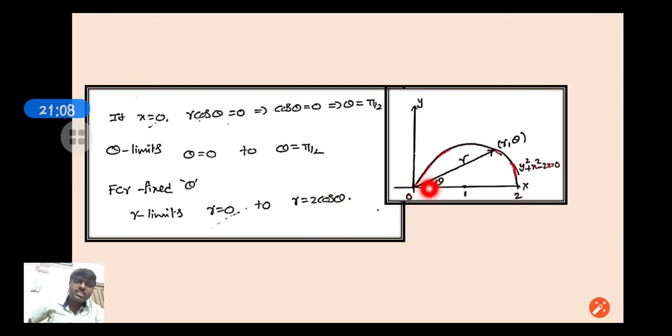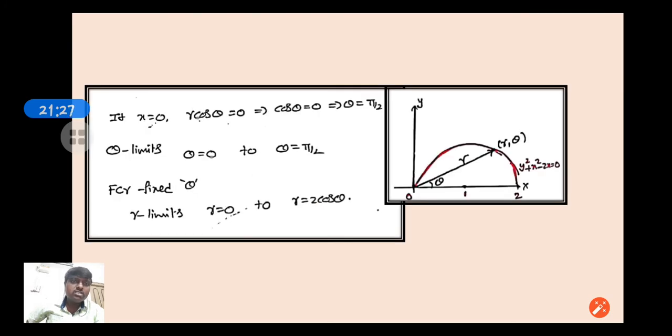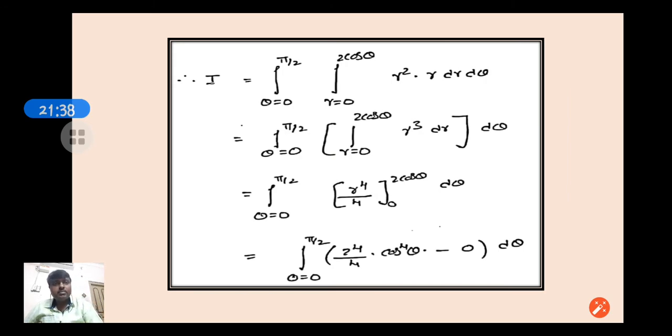Next, after fixing theta, you can take the radius vector r. R is moving from 0 at the origin. It is also called the pole. At the pole, the r value is 0. R is moving from 0 to the circle. On the circle, the circle equation is already r equal to 2 cos theta. So that's why I am writing the upper limit of r as 2 cos theta. So our limits are theta equal to 0 to pi by 2 and r equal to 0 to 2 cos theta. The same thing I am applying here.